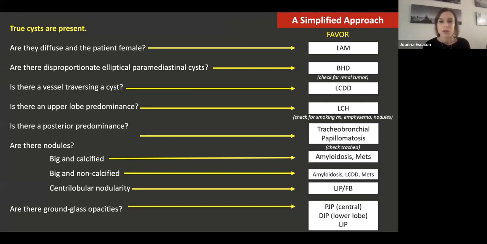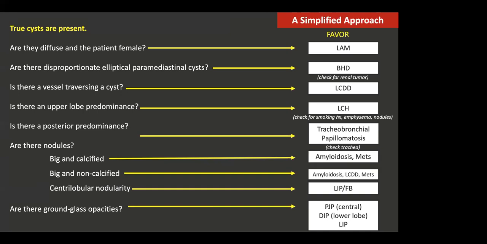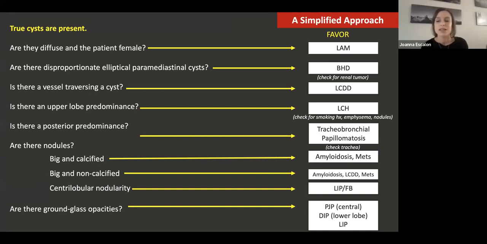So are there nodules along with the cysts? If they're big and calcified, think of amyloidosis and of course include metastases. Remember that things like mucinous cancers from the abdomen, osteosarcoma, those can have calcified metastases. If they're big and non-calcified nodules, your differential broadens a little. It can still be amyloidosis. Then you start including light chain deposition disease and of course metastases.